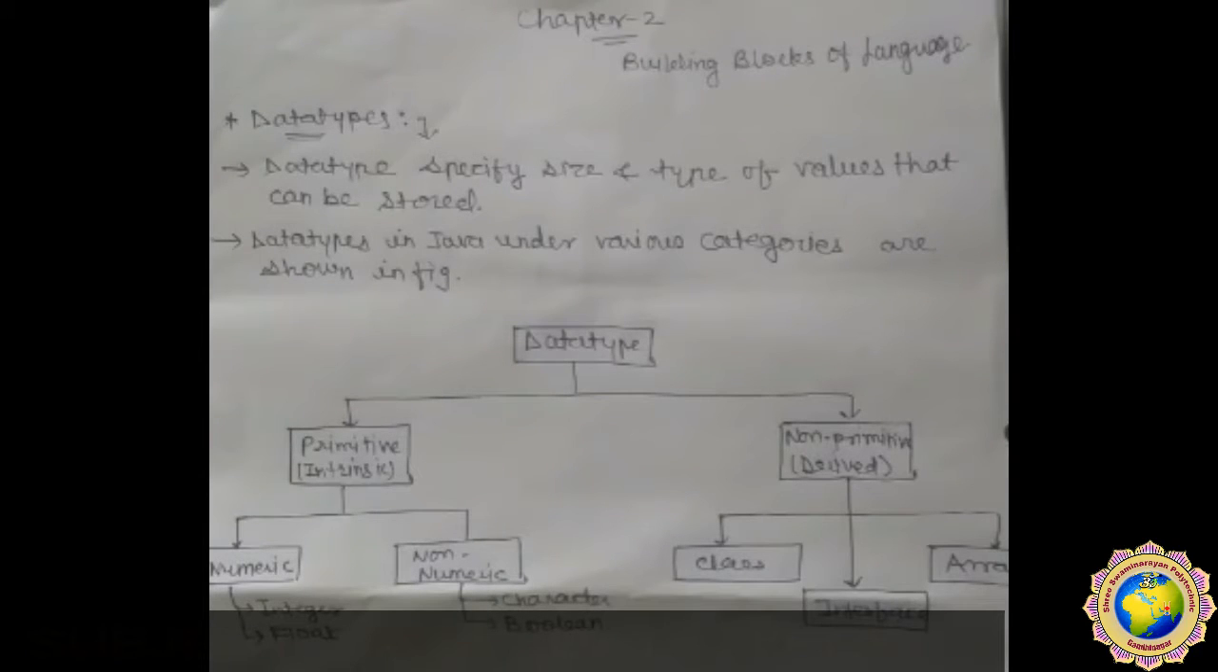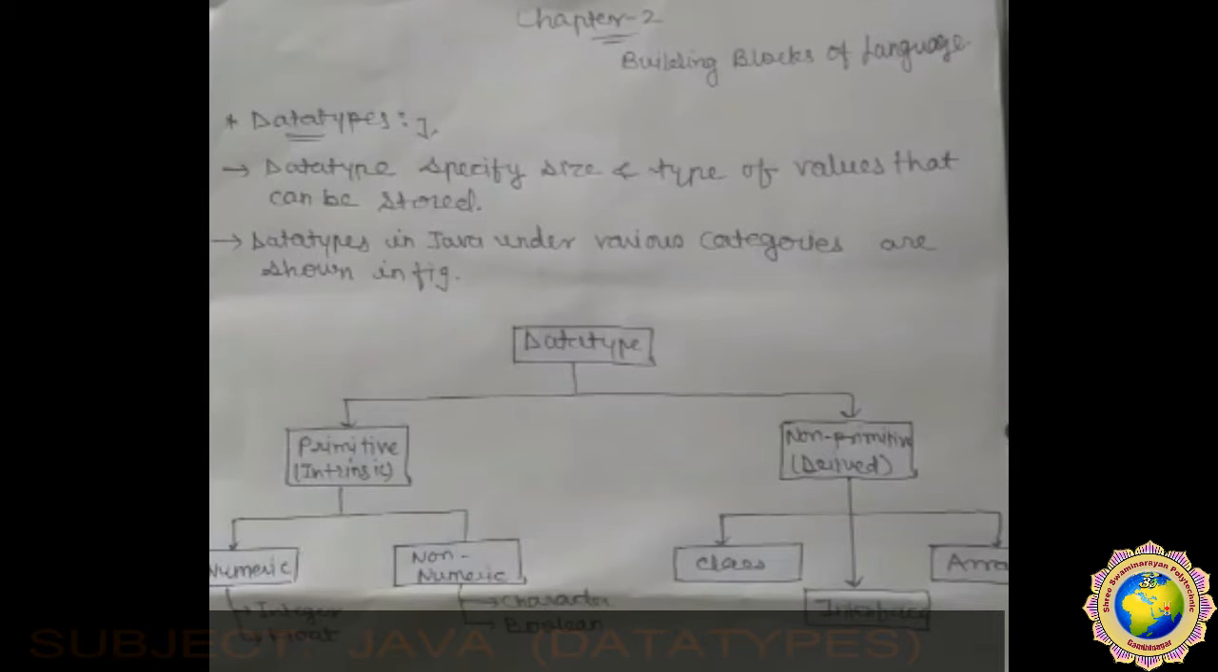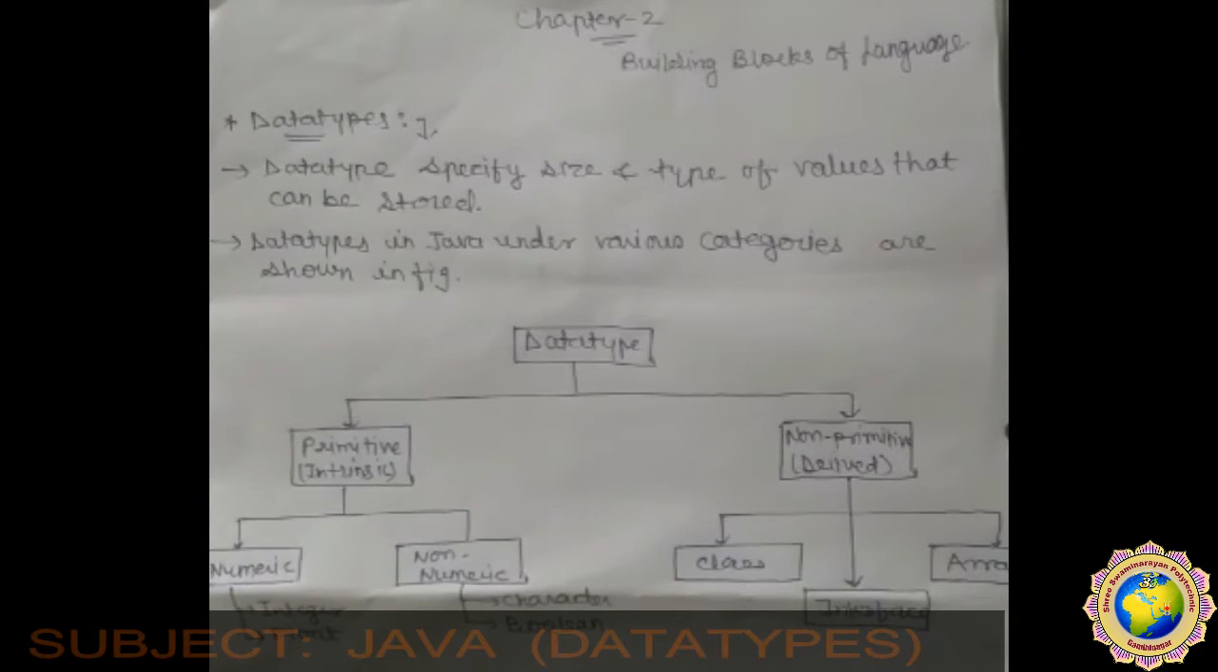Students, today we are going to see the second chapter, building blocks of language. First, that is the data type. Now what do you mean by the data type? Data type specifies the size and type of the value that can be stored. Every variable in Java has a data type.